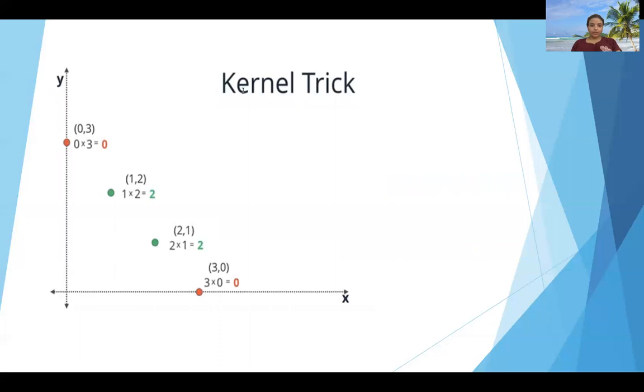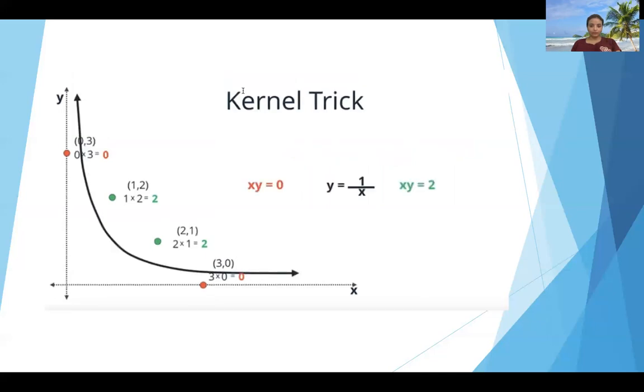So here we see the coordinates of the point, x and y, and the product of the coordinates, xy. For the red points the product xy is equal to 0, and for the green points the product xy is equal to 2. And what separates the 0 and 2? Well, it is 1. So the equation will be xy equal to 1. And it is the same as y equal to 1 by x. And the graph for the curve y equal to 1 by x is a hyperbola. This is the curve which we wanted.